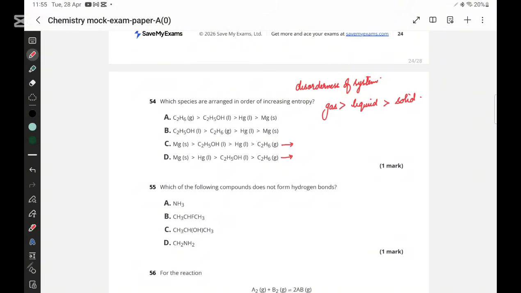And then we have two options, like first we have liquid here and we have liquid here as well. So you can see the one which is the smaller molecule would be having more entropy. So our right answer is going to be C, because Hg is going to be the smaller molecule having more entropy than C2H5OH, which is again going to have more entropy than magnesium in solid state. So right answer is going to be C.